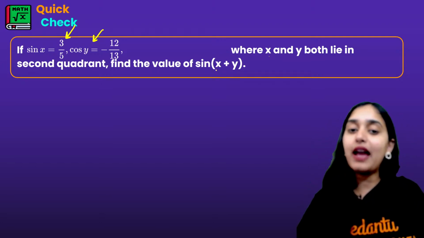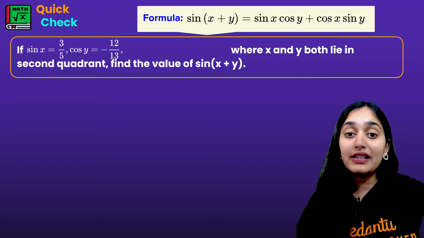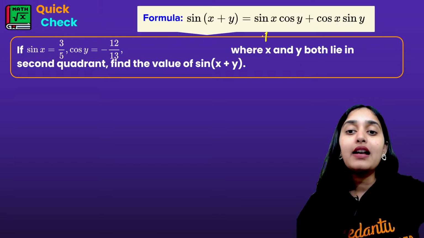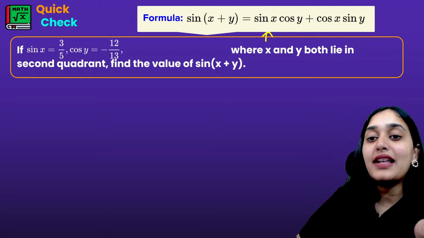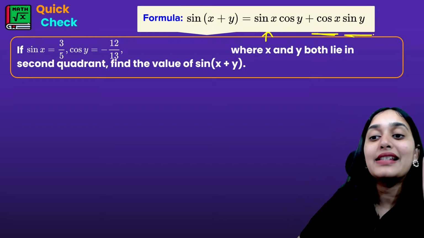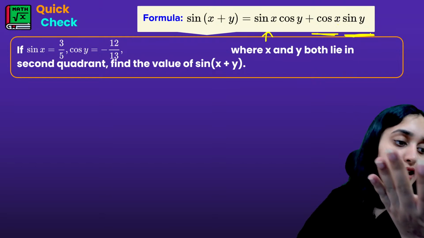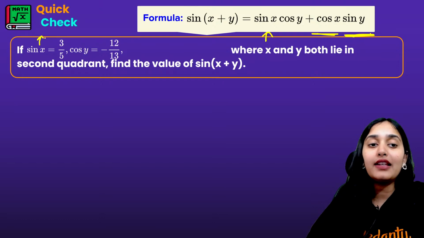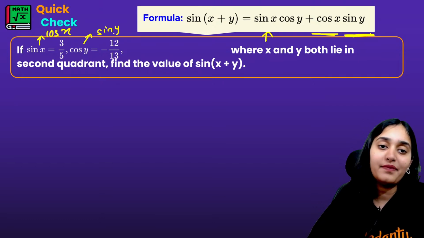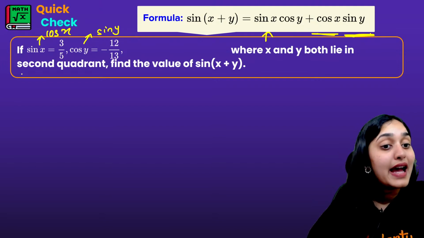But they are asking the value of sin(x + y). Now the sin(x + y) formula is sin x cos y plus cos x sin y. So I need the value of cos x and sin y. I don't have that value, so what will I do? First of all, I will find the value of cos x and sin y. How to do that?